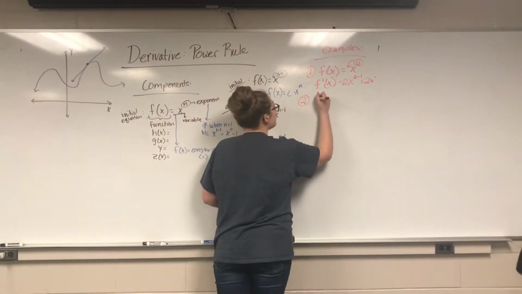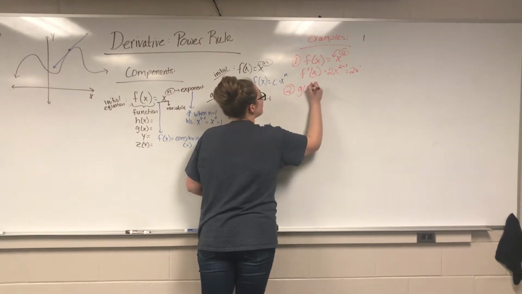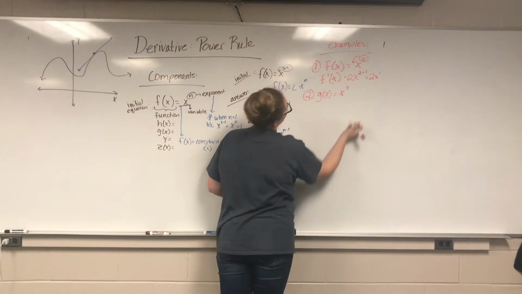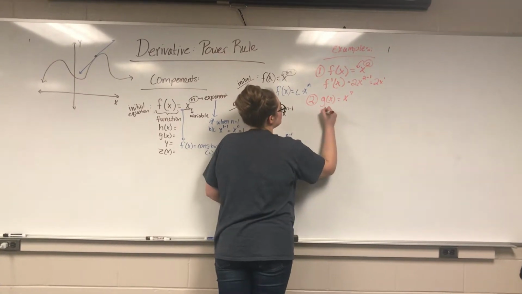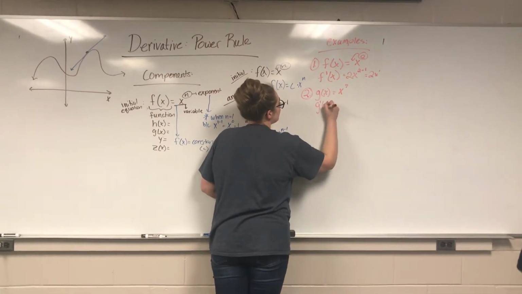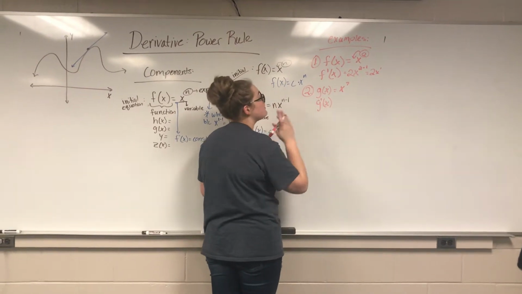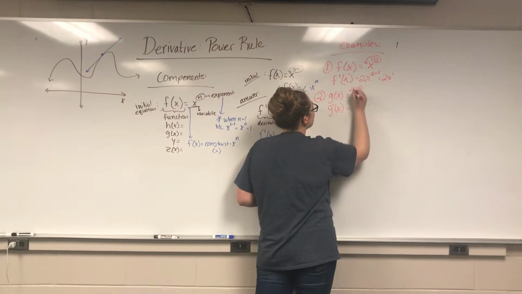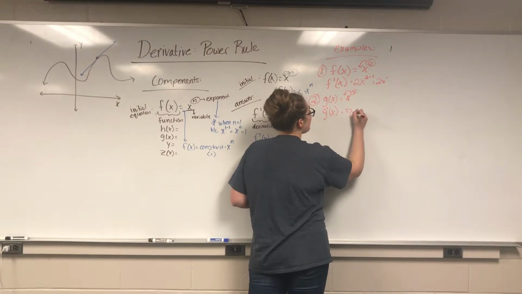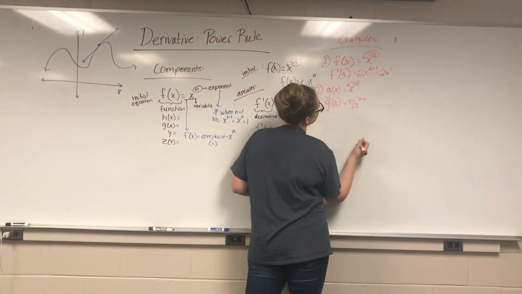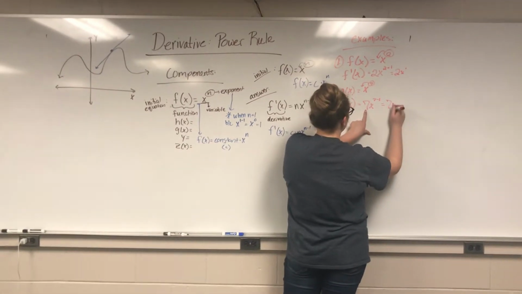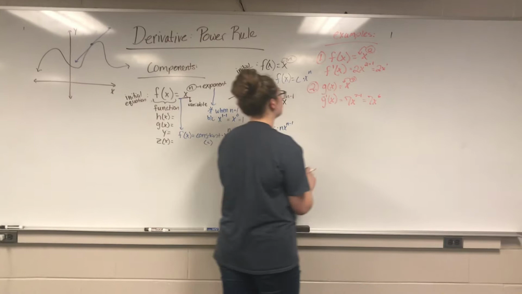We'll say g of x, because they're all the same, is x to the 7th. G prime of x, don't forget your prime, it's very important. You bring your 7 down, so 7x, 7 minus 1. So it's just 7x to the 6th.